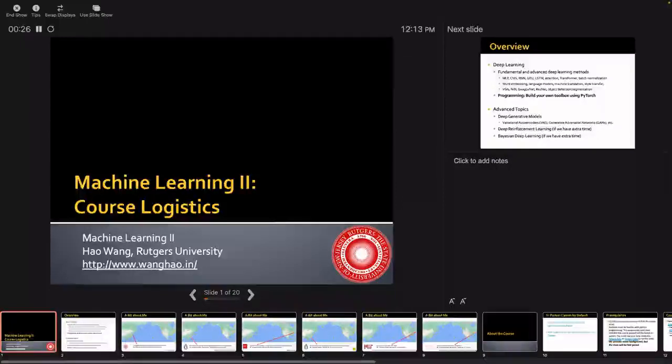So this is Machine Learning 2, and if you haven't taken Machine Learning 1, that's okay, because Machine Learning 2 is relatively independent from Machine Learning 1. Machine Learning 1 focuses on the statistical machine learning and non-deep learning part of machine learning. And Machine Learning 2 will focus more on the deep learning side of machine learning. We're going to see what we are going to cover in this course later in this introduction.